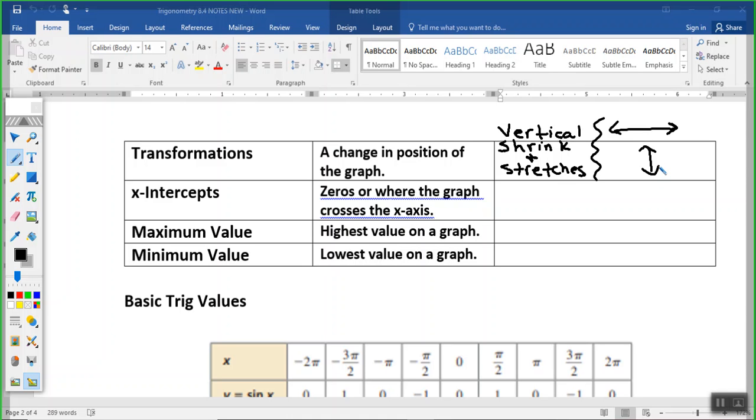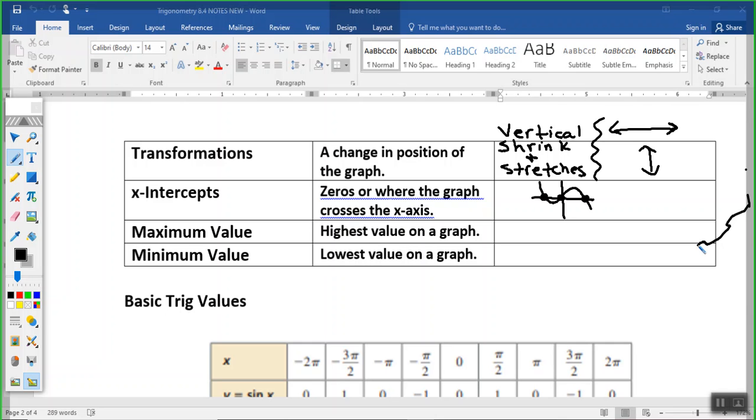X-intercepts, you know what they are, right? It's where a graph would cross the x-axis. So how many x-intercepts are on this graph? 1, 2, 3 of them. Okay? And then the maximum value is simply the highest value. Minimum value is going to be the what? Lowest value. Okay? So kids, we've kind of talked about this already a little bit.